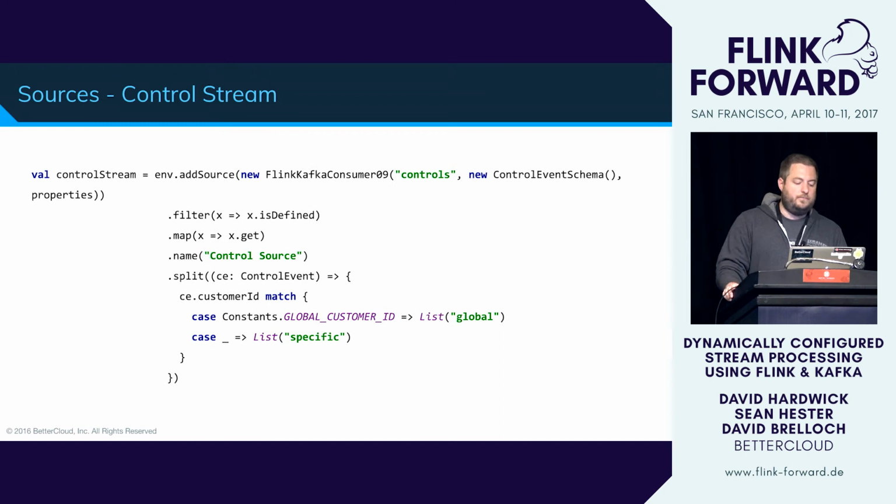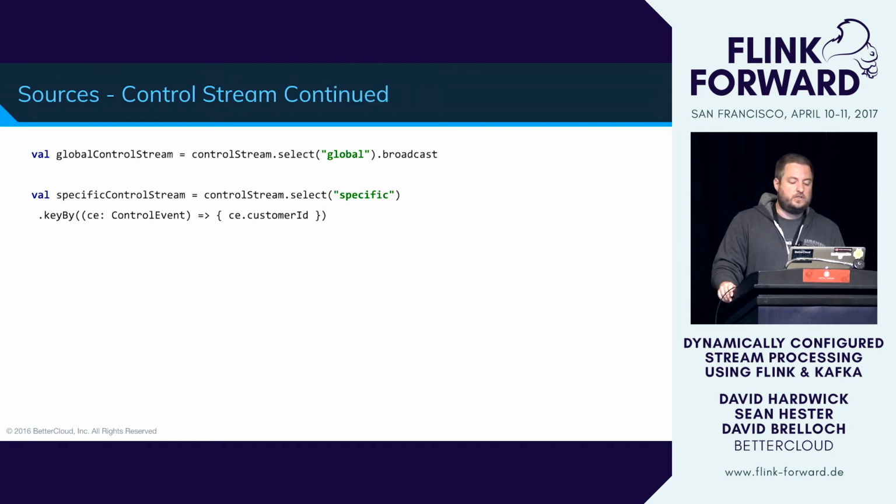The control stream is very similar. Once again, filtering out anything we don't care about. And then the big difference here is we're splitting out. We want to be able to publish global alerts for our customers. So we publish one thing, and it impacts all of our customers. So we've got this idea of a global customer ID. If it's not that, then it's a specific one. After that, for the control stream, if it's global, we broadcast it everywhere. We want all instances to have it. If it's specific, once again, we key by customer ID.